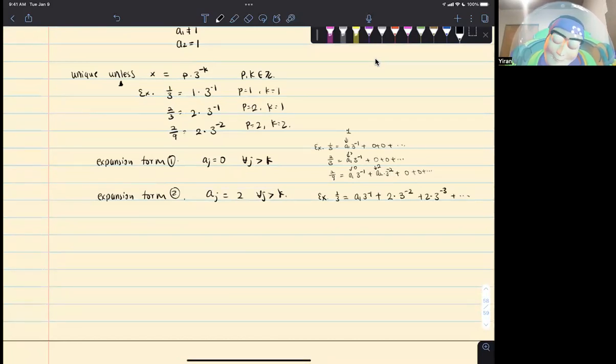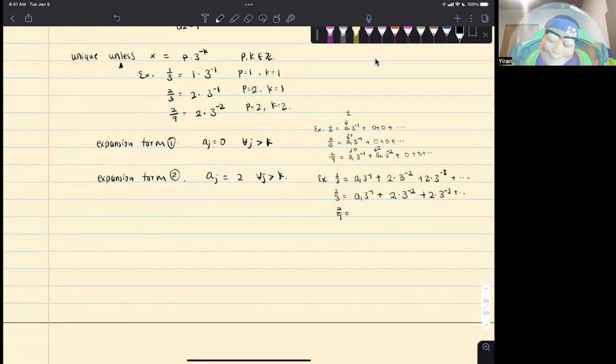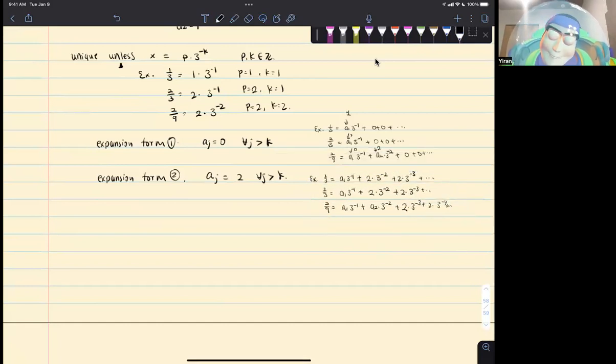And then 2/3 is equal to a1 3 to the negative 1 plus 2 times this plus 2 times this. And for this, a1 3 to the negative 1 plus a2 times 3 to the negative 2 plus, so k is equal to 2 in this case. The others are 0, so we have 2 times 3 to the negative 3, 2 times 3 to the negative 4 plus dot dot dot. Okay, so that's the form of expansion.